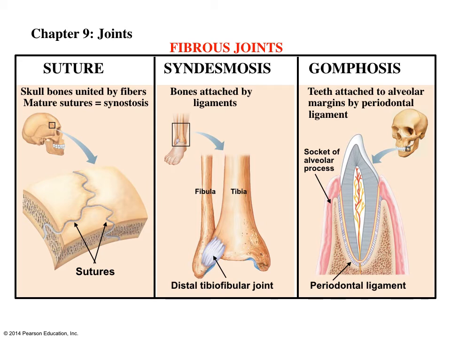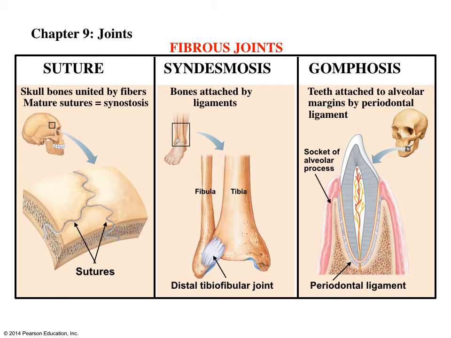Chapter 9 is on joints, otherwise known as articulations. Three types of joints would be fibrous, cartilaginous, and synovial. Fibrous joints are joints where the bones are attached via fibrous connective tissue.